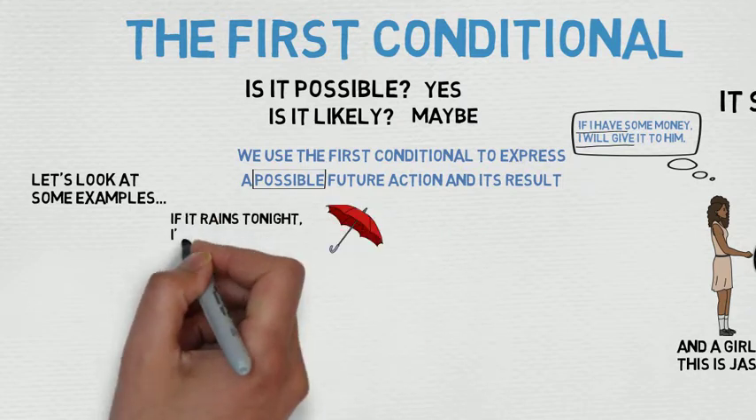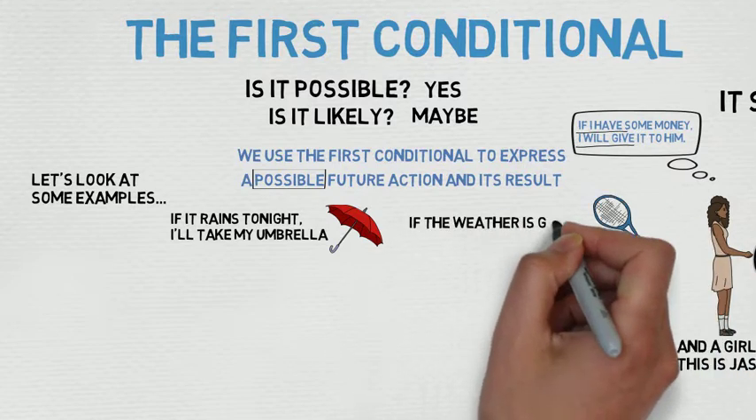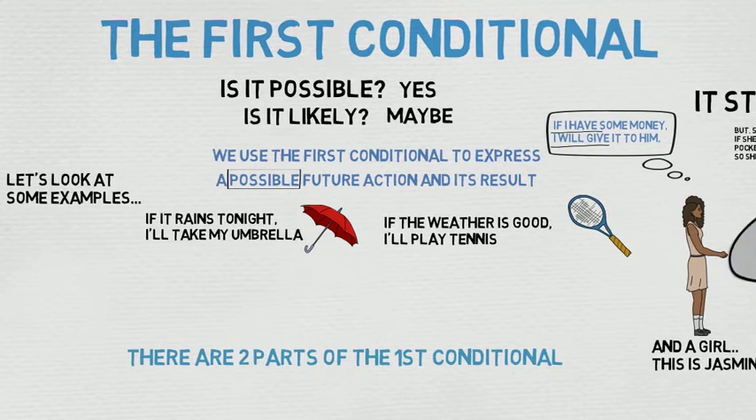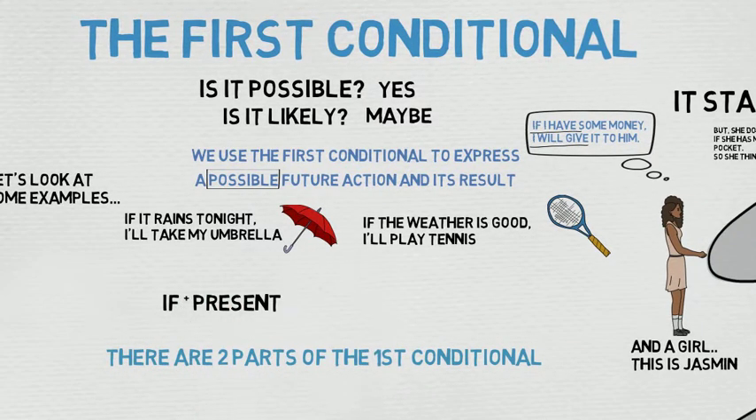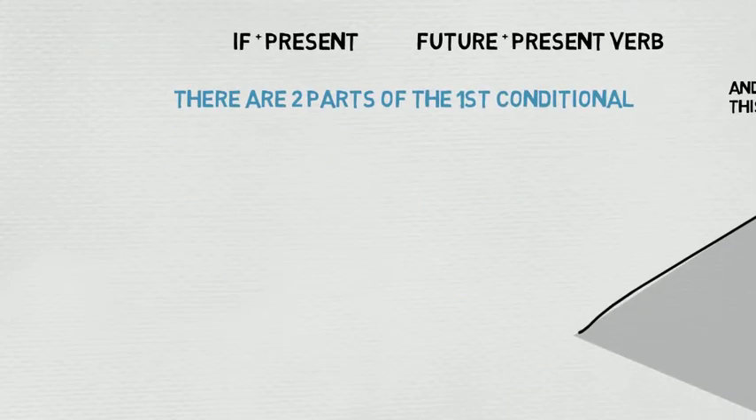Umbrella. If it rains tonight, I'll take my umbrella. Tennis racket. If the weather is good, I'll play tennis. Okay, so they're both likely possible examples talking about the future. There are two parts of the first conditional. So it's the if plus the present, and the future plus the present verb.